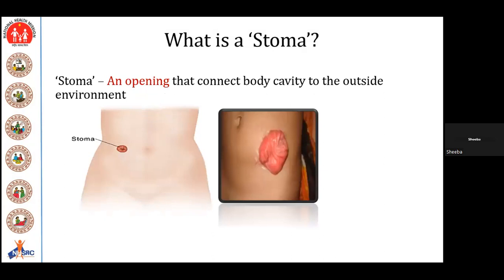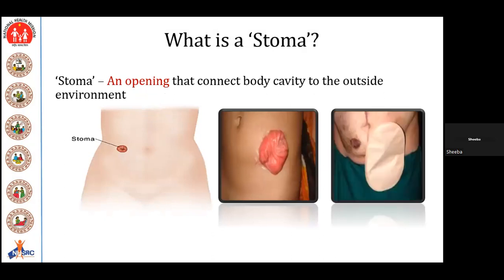If the patient is having a stoma, you can wear a colostomy bag on top of the stoma. We know that whenever our bowel is moved, the fecal matter will come out. There is no sphincter control, so you can collect the fecal matter with the help of a colostomy bag.